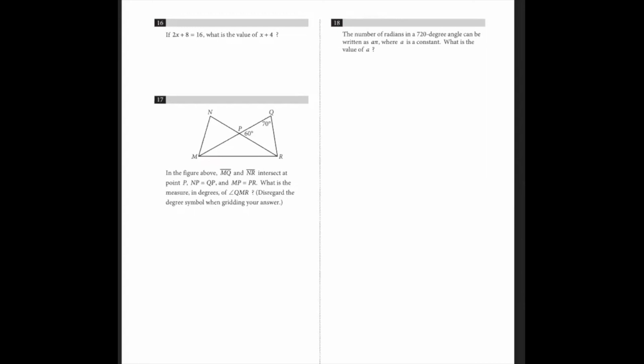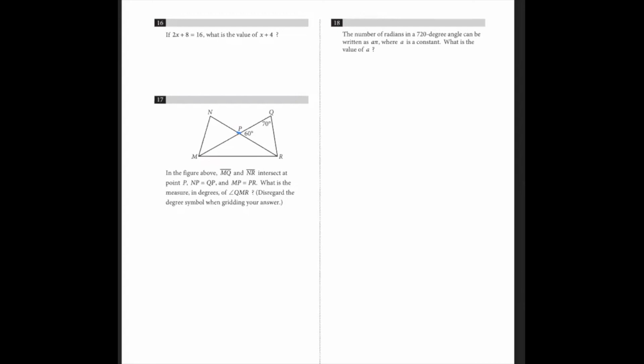So 17, it says in the figure above, MQ and NR intersect at point P. Okay, that's very clear from the picture. They're intersecting at this point right over there. And it says NP is equal to QP and MP is equal to PR. What is the measure in degrees of angle QMR?